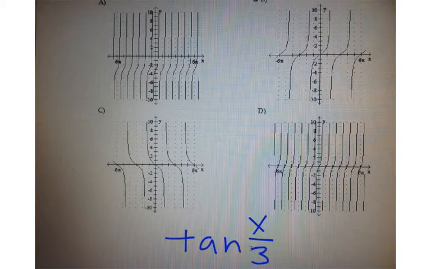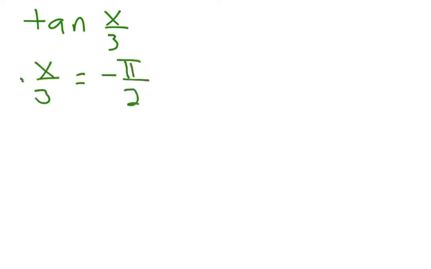Otherwise it would be really easy to just plug this in, and I'll show you how to do that in a second. Alright, so we're doing tangent of x over 3. So we know that x over 3 must be set equal to negative pi over 2. So we multiply both sides by 3. We get x equals negative 3 pi over 2.